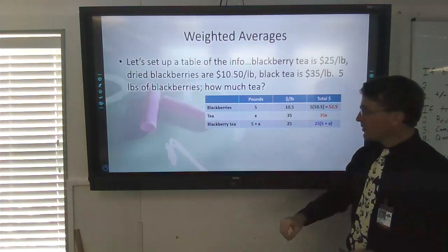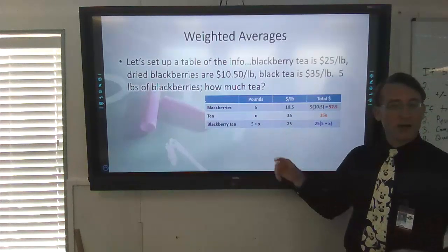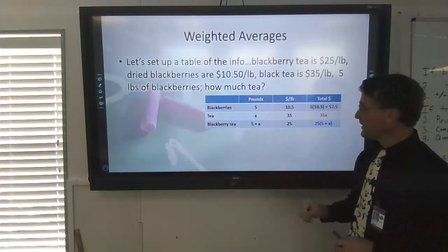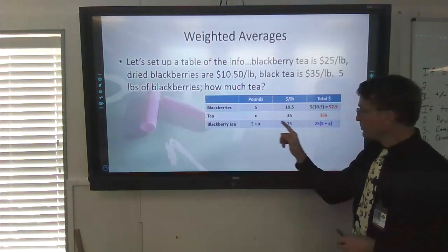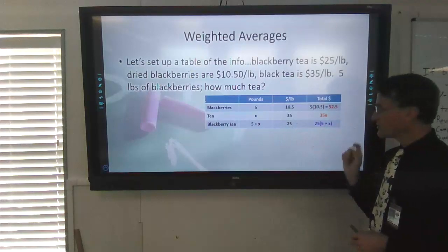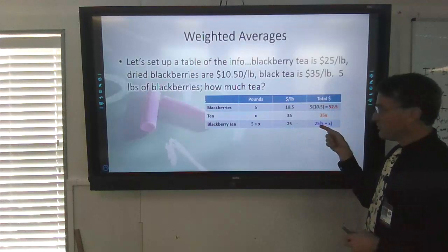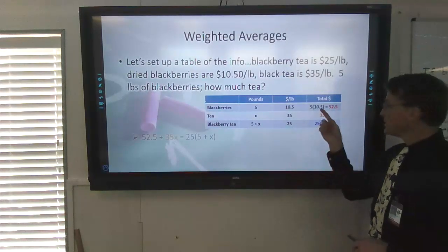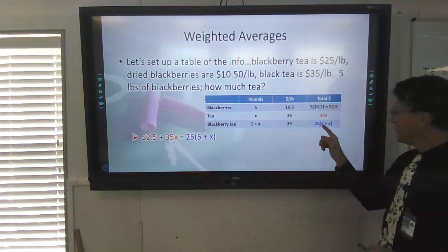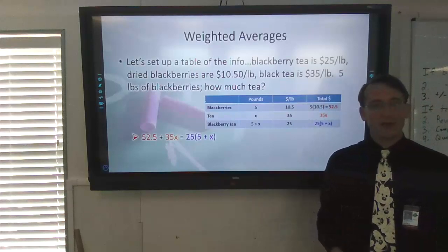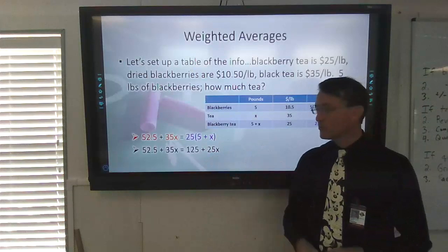And then as far as my blackberry tea is concerned, I have the 5 pounds of blackberries plus the unknown amount of tea that I'm adding together. I want it to be at a cost of $25 per pound. If I multiply those two together, I get 25 times x plus 5. I know that these two added together should give me this amount right here. So I'm going to take the 52.50, add the 35x, and set it equal to the 25 times 5 plus x. Distributing that 25 times 5 plus x gives me 125 plus 25x.